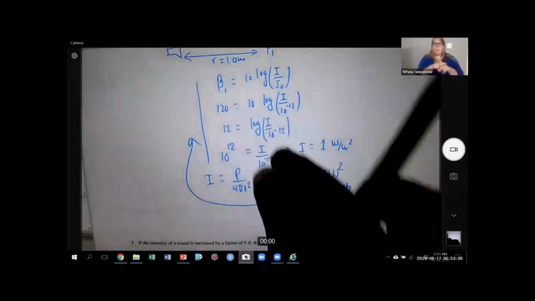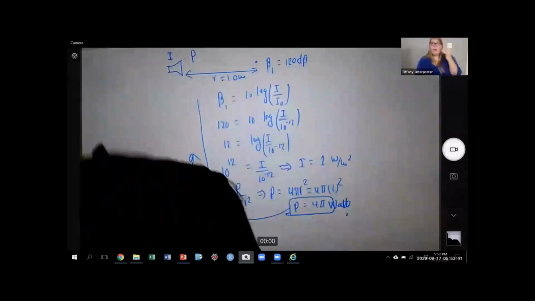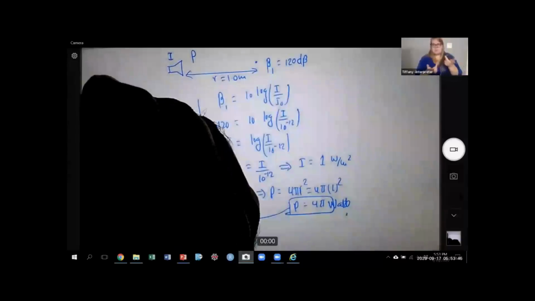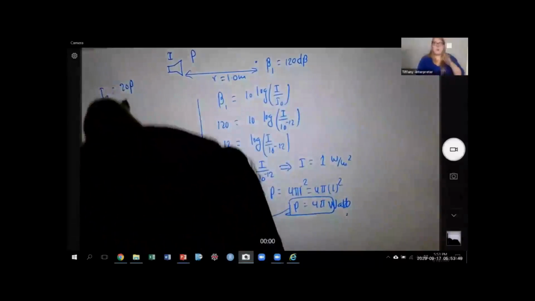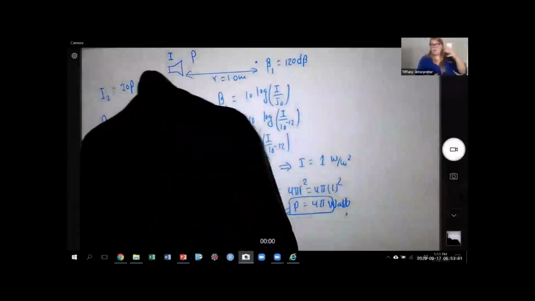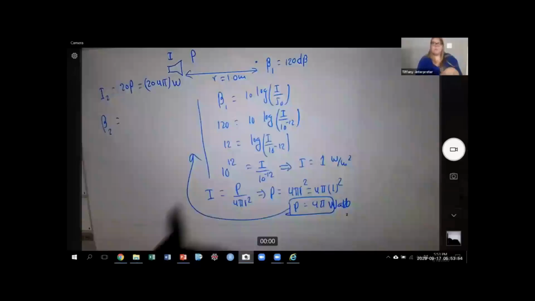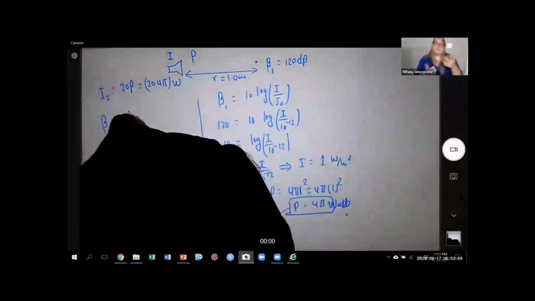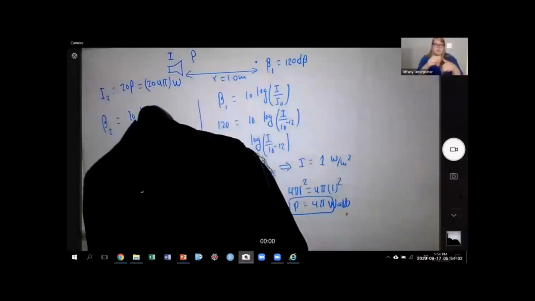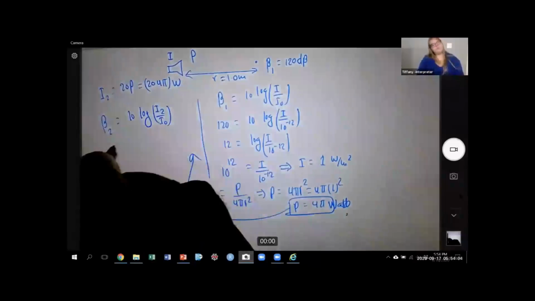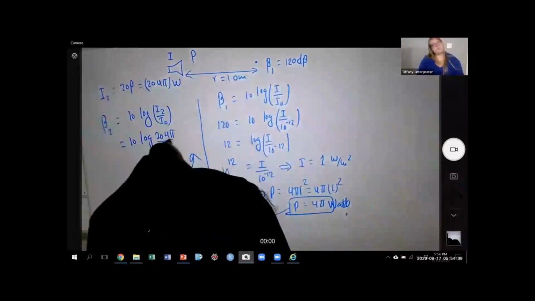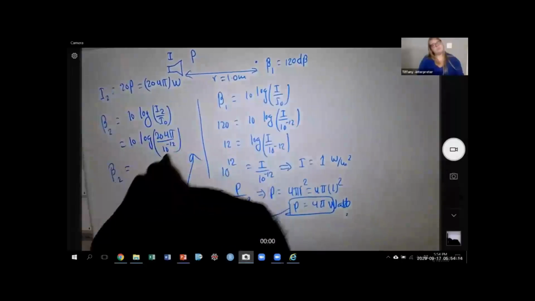Because the power of the speaker doesn't change, right? Now for beta 2, you have your I2 is what? I2 is 20 times, because you have 20 similar speakers, so 20 times 4 pi. That's your new power from 20 speakers. And then just follow the same equation, 10 log I2, and you have to compare with the threshold of hearing. So 10 log I2 is this, 20 times 4 pi, divided by 10 to the power negative 12. That's it. And find that out.